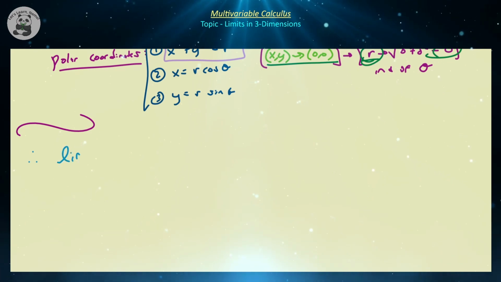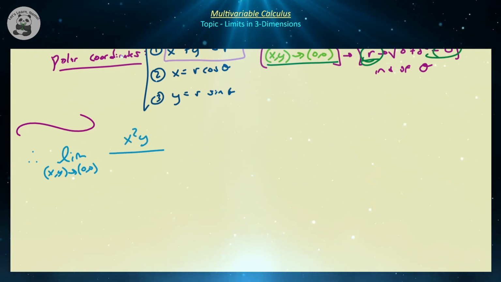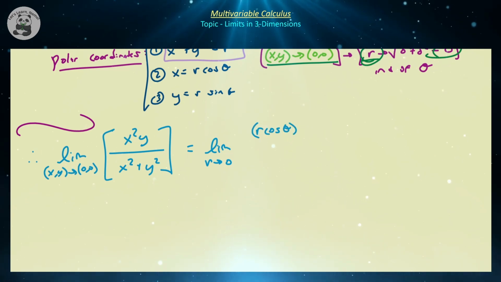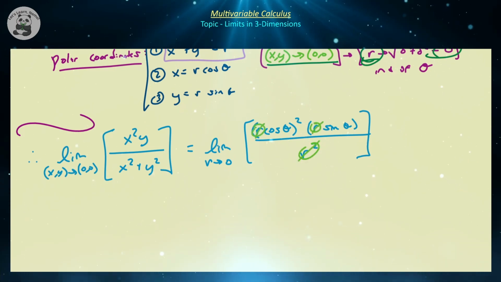So what do we got? So the limit as x, y approaches 0, 0 of x squared y all over x squared plus y squared. This is going to be equal to, so as x, y goes to 0, r goes to 0. So we're going to have the limit as r goes to 0. And then x is going to be what? x is going to be equal to r cosine theta squared, and then r sine theta, all over x squared plus y squared. That's just going to be equal to r squared. Now notice we have an r, and an r squared, so they're going to cancel out.